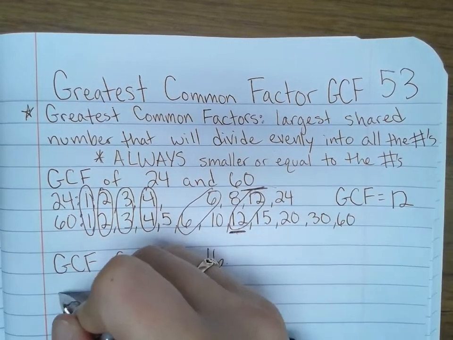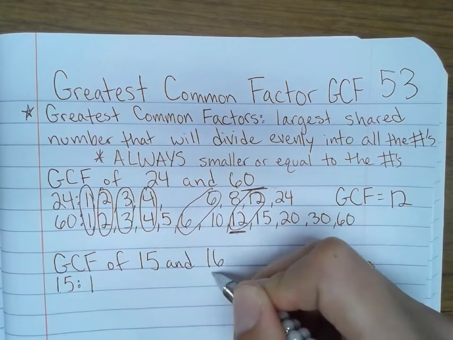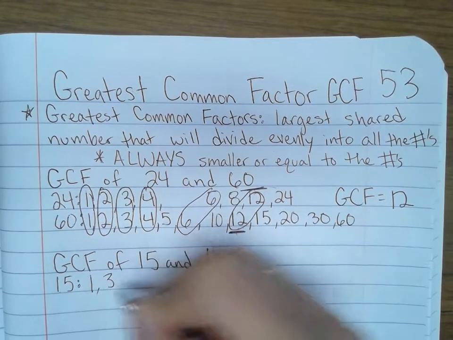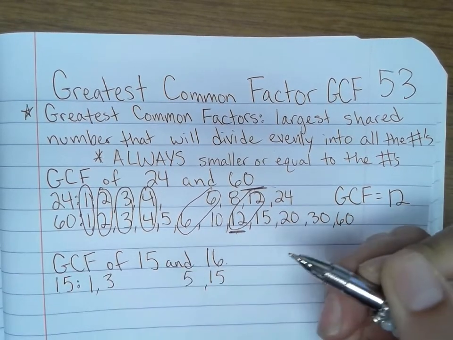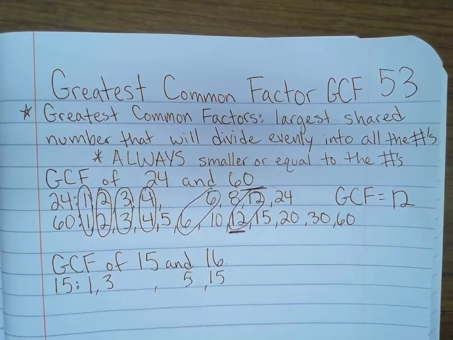Okay, let's list out the factors of 15. 1 times 15. 2 won't go into 15. 3 will. 3 times 5. 4 won't go into 15, and there's 5 already. So that's all the factors of 15.